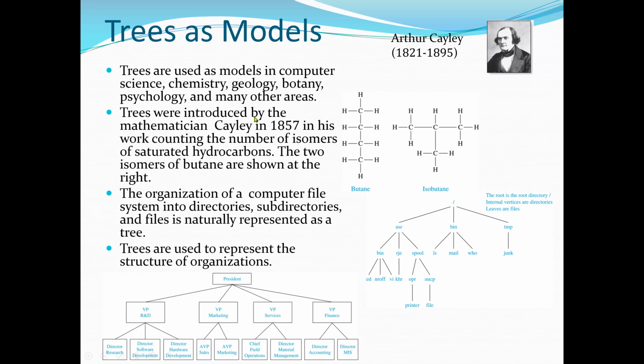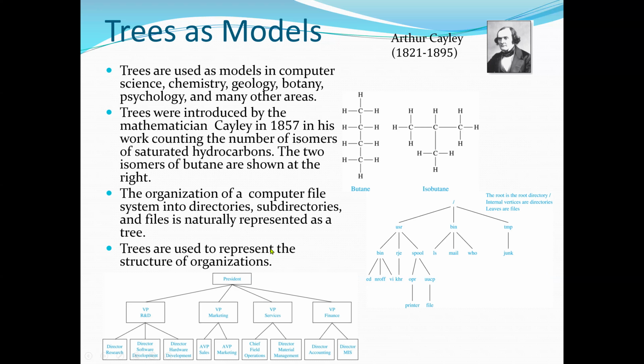Trees were introduced by a mathematician named Cayley in 1857 in his work counting the number of isomers of saturated hydrocarbons. So this is in the chemistry field. The two isomers of butane are shown at the right. We have isobutane and butane, and we can see the chemical structure is organized in a tree form.